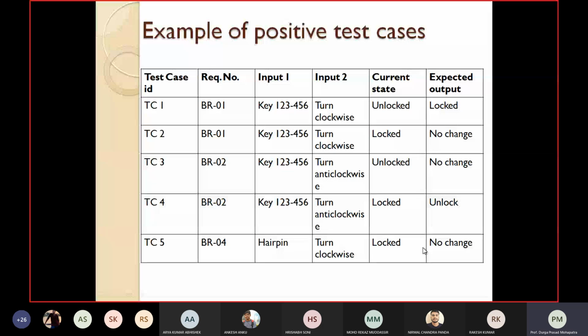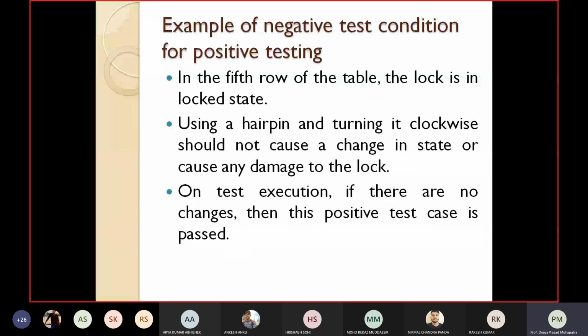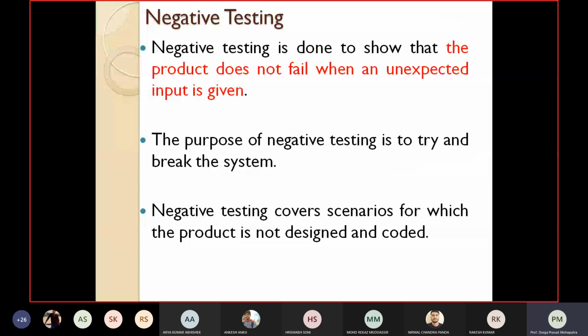Negative testing covers scenarios for which the product is not designed and coded. So you have not designed the product for these particular values, and you deliberately test with them. For example, as I was saying, if it is designed for only integers, you deliberately put an alphabet. See how the system behaves, whether a proper error message is given or not. So negative testing covers scenarios for which the product is not designed and coded. Deliberately you give those types of input values for which your system is not designed.